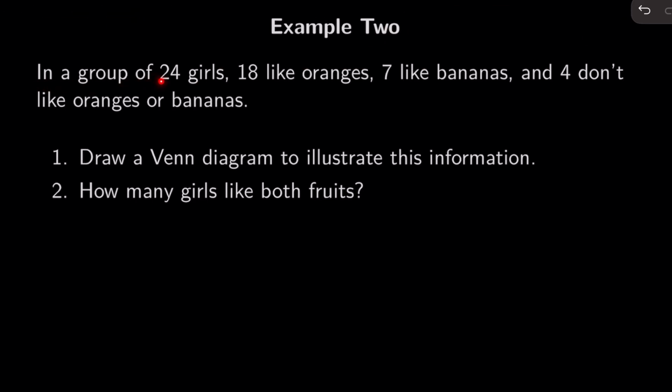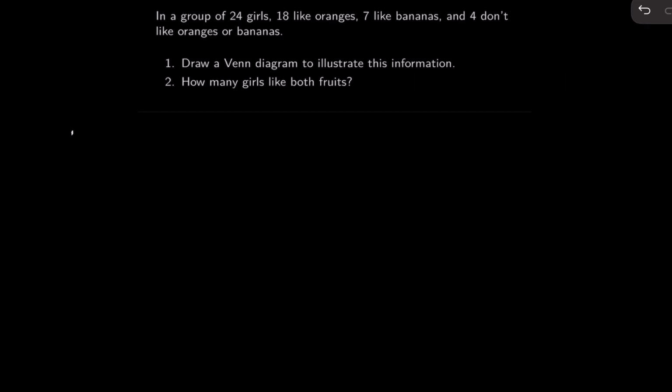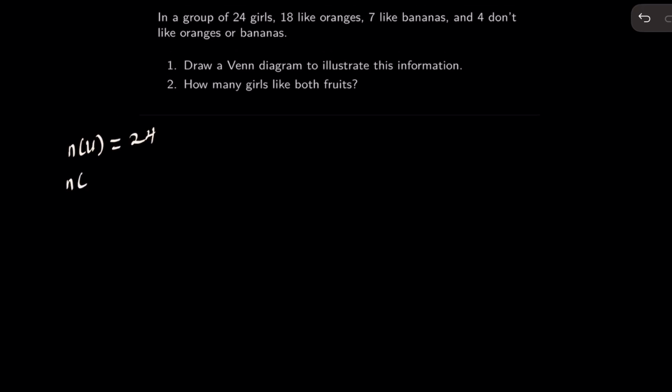Example 2. In a group of 24 girls, 18 like oranges, 7 like bananas, and 4 don't like oranges or bananas. Draw a Venn diagram to illustrate this information. How many girls like both fruits? From the question, we have the universal set U to be equal to 24 because we have a group of 24 girls, so U is equal to 24. The number of girls who like oranges is giving us 18, and those who like bananas is giving us 7, and those who do not like bananas or oranges, that's O union B complement, is giving us 4.